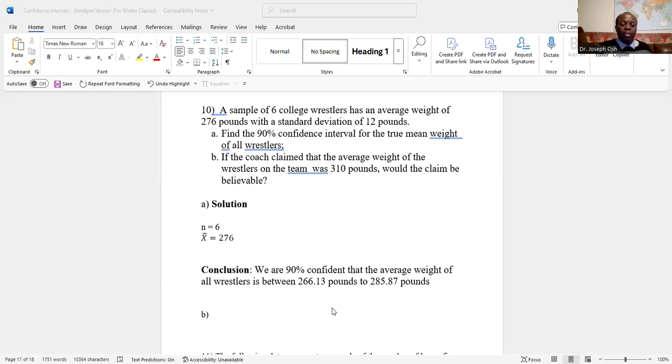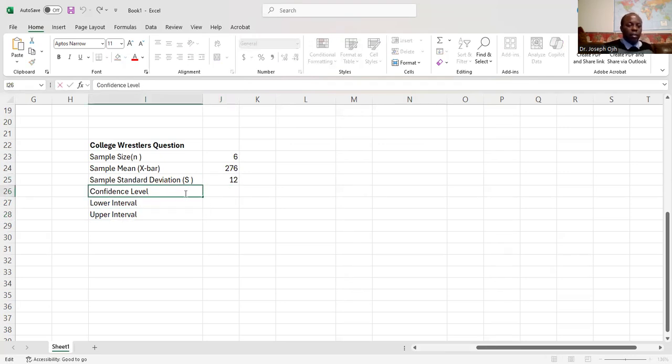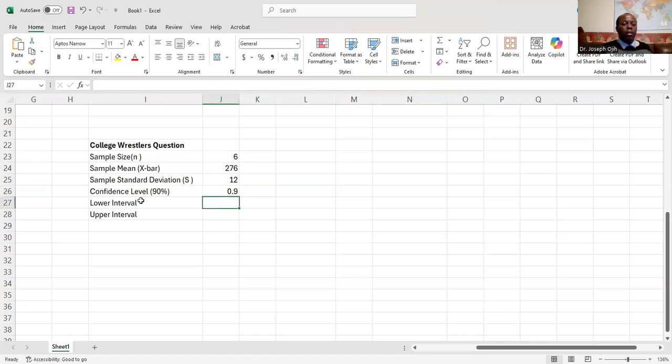So let's go and put this in Excel and find the confidence interval. I have here sample size is 6. Sample mean X bar is 276. Sample standard deviation is 12. Confidence level is 90%. It says 90%, so I'm going to put 90% here, which is 0.9 basically. Now, we need to find the error margin.